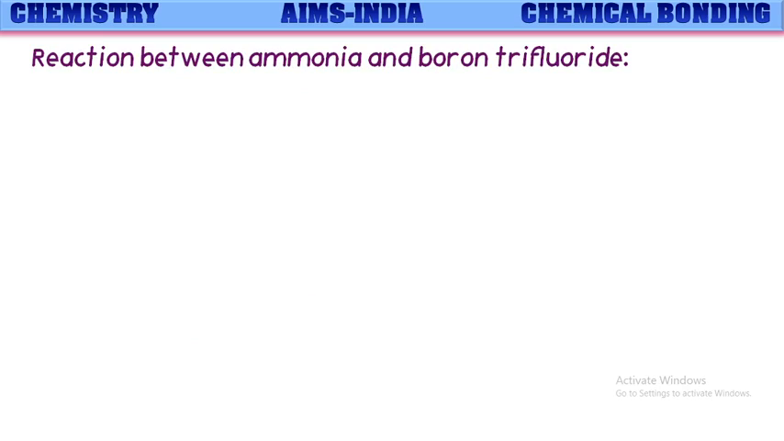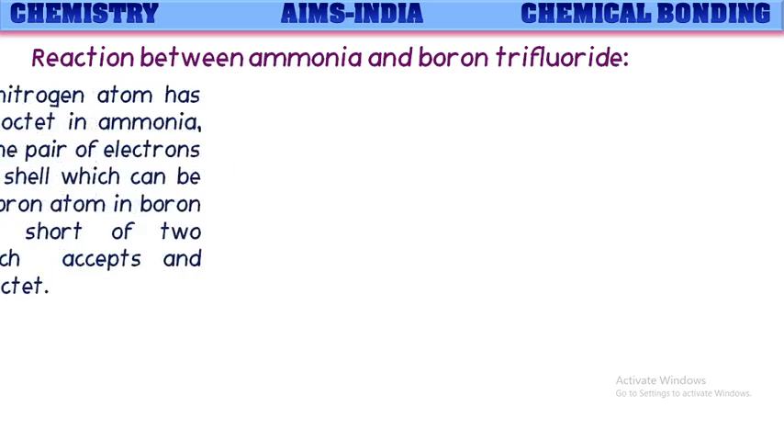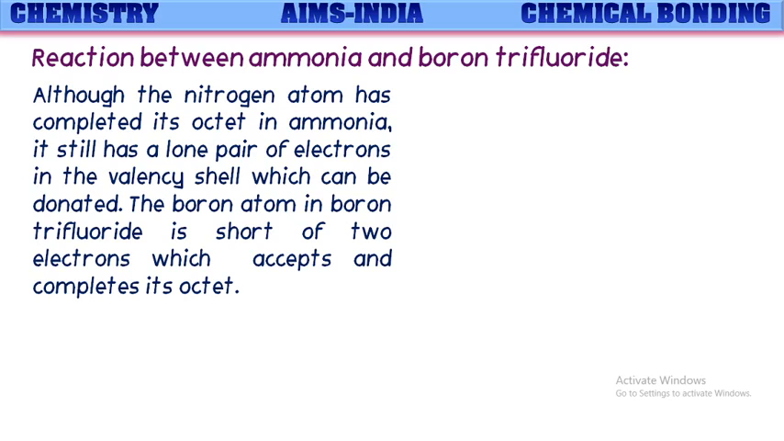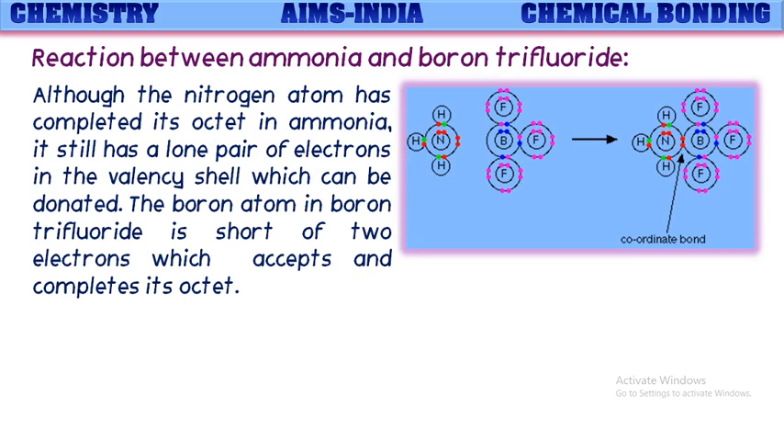Let us see an example of a coordinate covalent bonded molecule, that is the ammonia and boron trifluoride reaction. Although the nitrogen atom has completed its octet in ammonia, it still has a lone pair of electrons in its valence shell which can be donated to another atom. The boron atom in boron trifluoride is short of two electrons, which it accepts to complete its octet. When these two react, nitrogen donates this lone pair of electrons and boron accepts it, so that they share this pair of electrons and form a coordinate covalent bond, and the ammonia boron trifluoride adduct is formed.